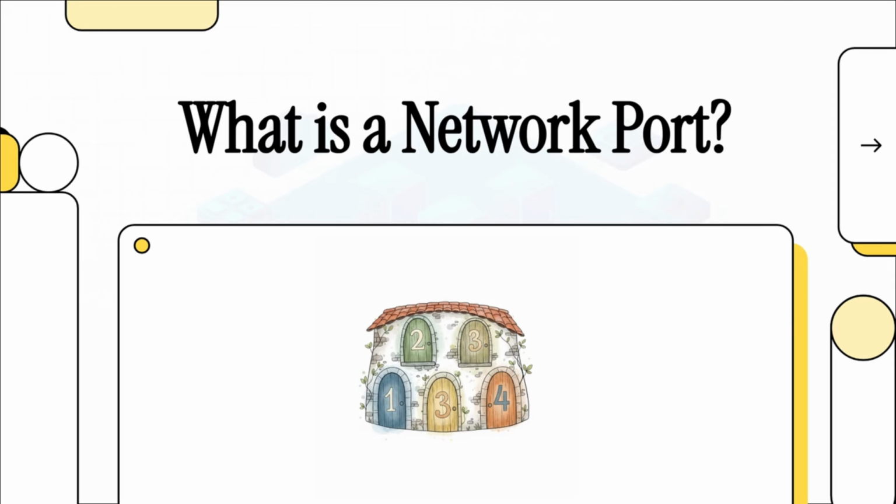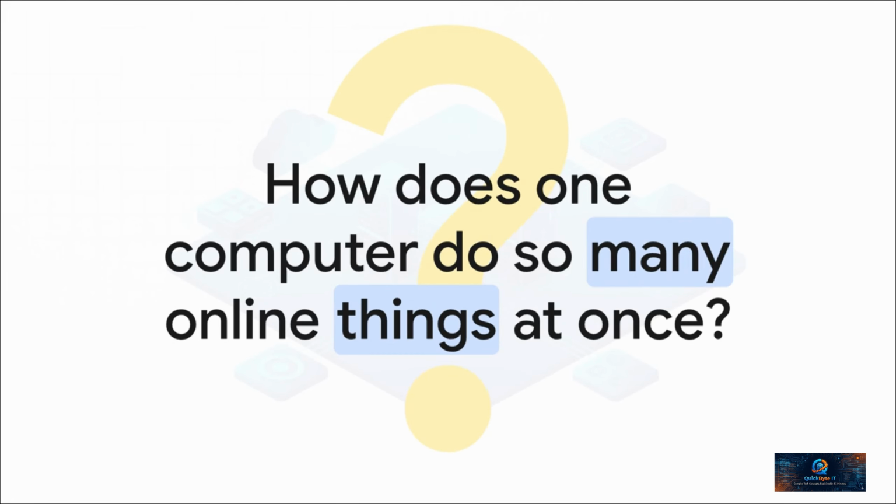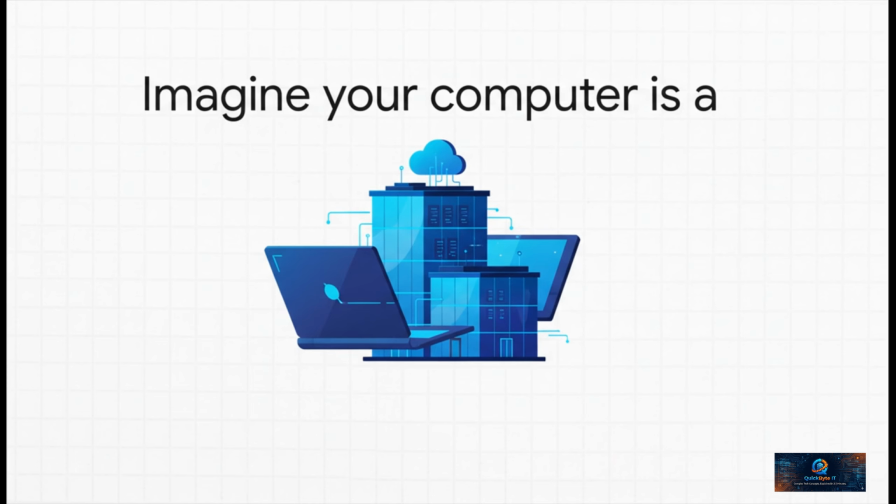Ever wonder how your computer juggles so many things online at once? Let's dig in. You're browsing the web, grabbing emails, streaming a show, all at once. How's that even work? It all starts with a pretty simple idea. Just imagine your computer is a big building.